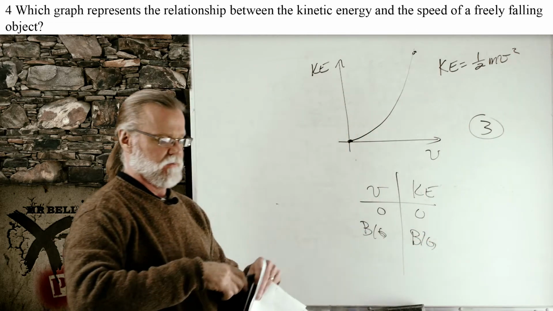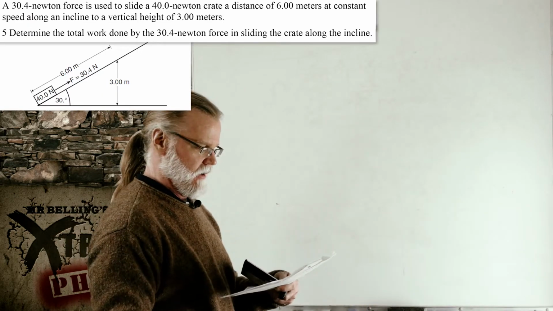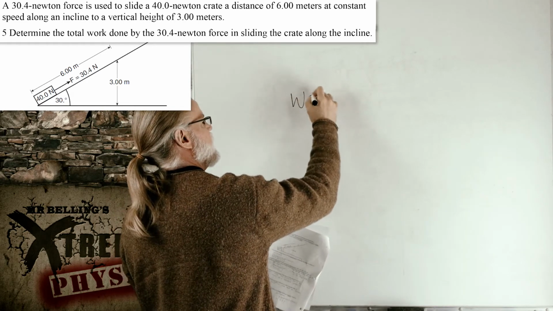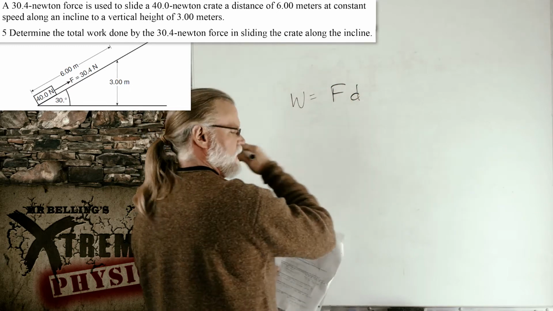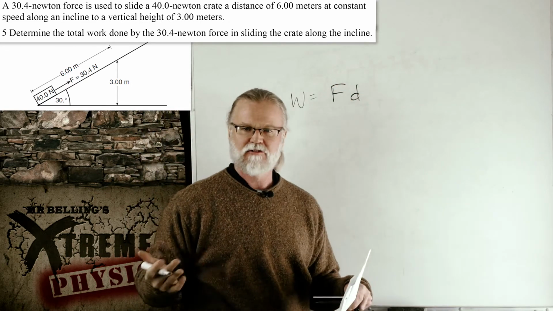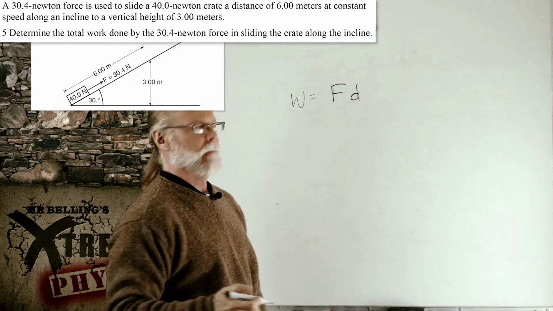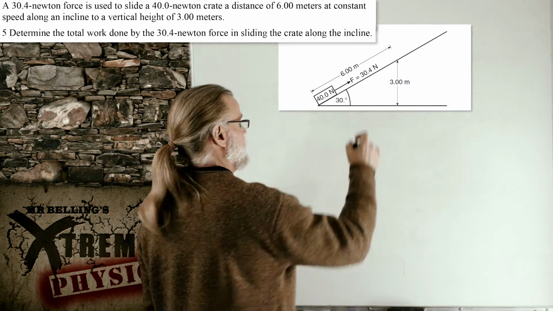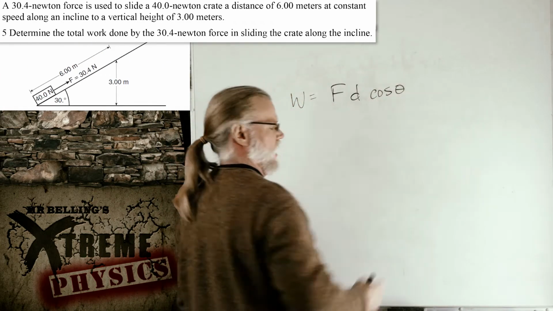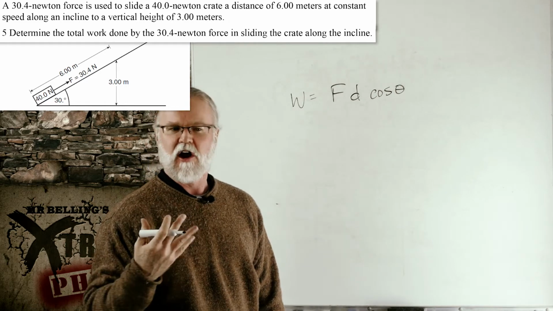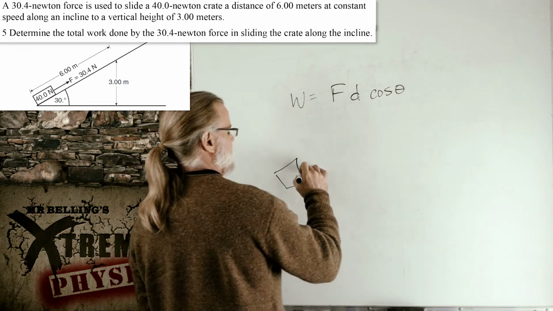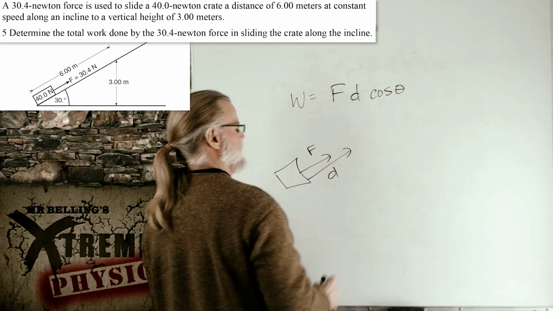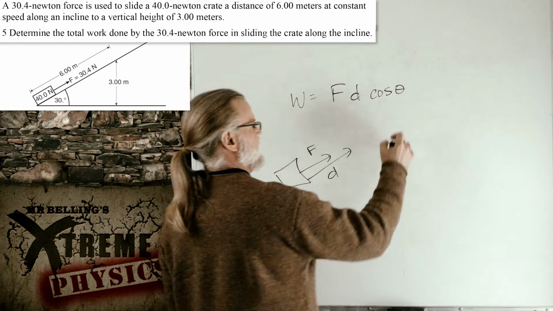Determine the work done by a 30.4 Newton force in sliding the crate up the incline. Well, work is force times displacement, but the force and the displacement have to be in the same direction. Let's see, are they? Looking at that, yes they are. The force and the displacement are in the same direction. Sometimes, as a reminder, I put a cosine of theta there. Theta, of course, is not the direction relative to the horizontal. It's the force relative to the displacement. Well, the force is this way, and the displacement is that way, so the angle between them is 0.